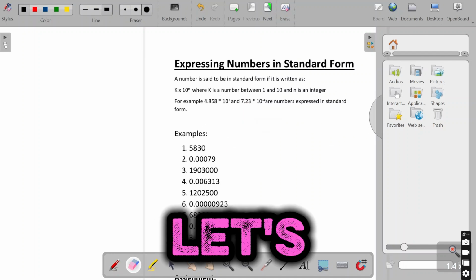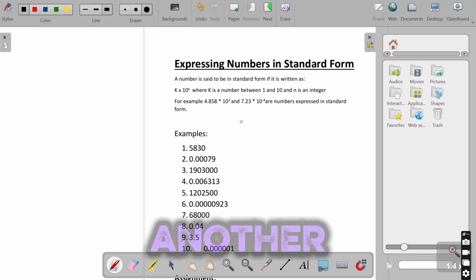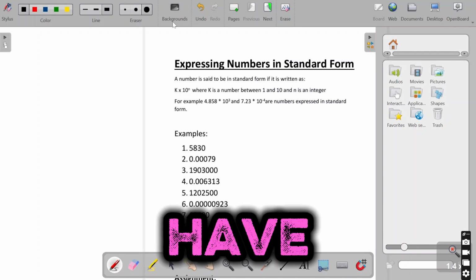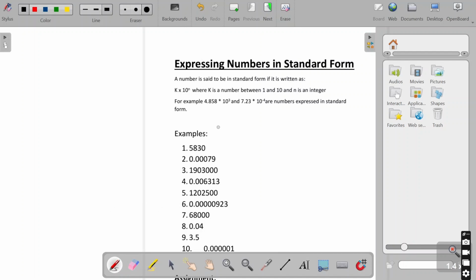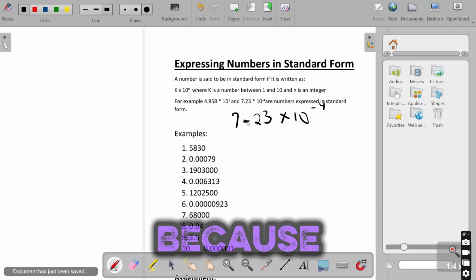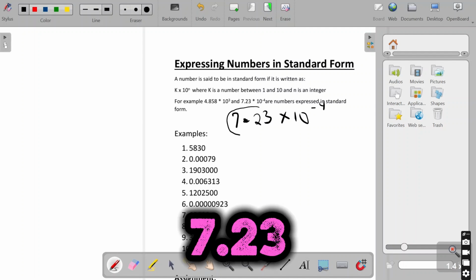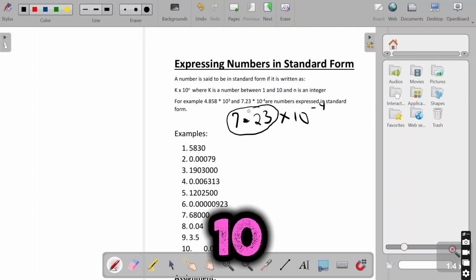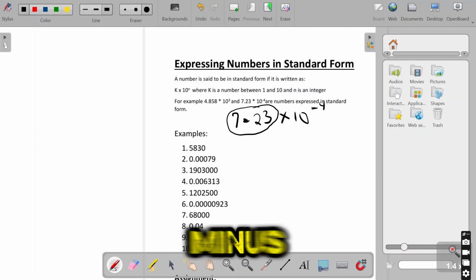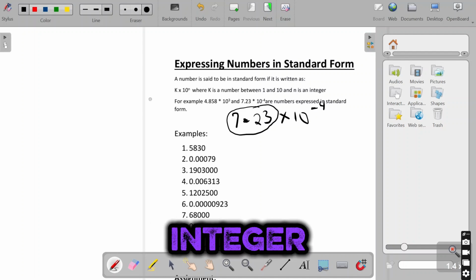In like manner, let's quickly go through another example. We have 7.23 times 10 raised to the power minus 4. This is also a number expressed in standard form because this 7.23 gives us a number between 1 and 10, and this is minus 4, which is the integer.